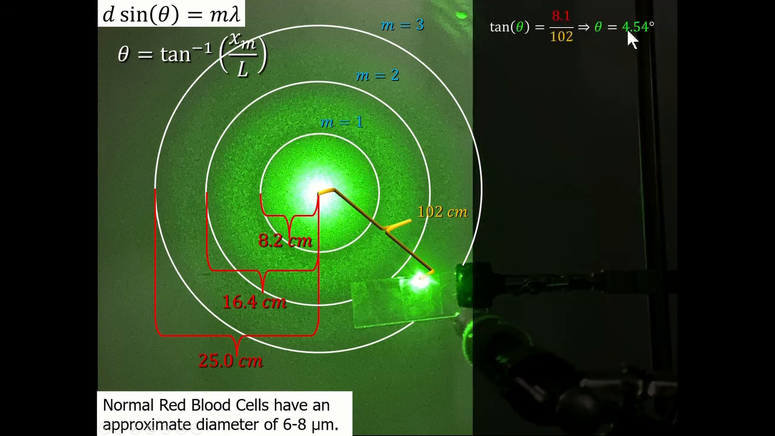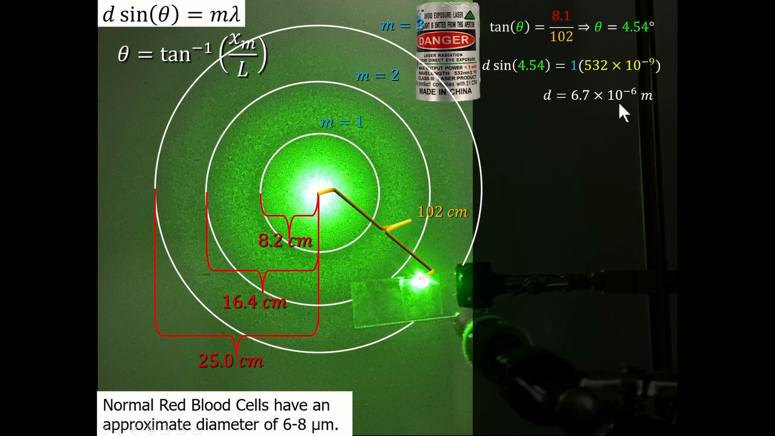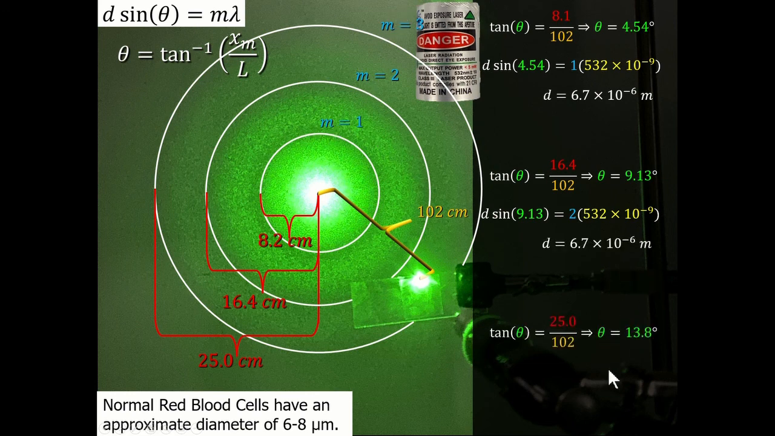But we can use tangent to find the angle, and we know the wavelength, and now we know the angle. We can find the diameter of your blood cell. It's 6.7 micrometers. We could do that for when m equals 2. Okay, out to here, it's going to be a bigger angle. And these angles are big enough that I'm not using this approximation for sine and tangent. I'm actually using tangent to find the angle. So it was twice the distance, but it's twice the multiple of the wavelength. There, we get the same answer.